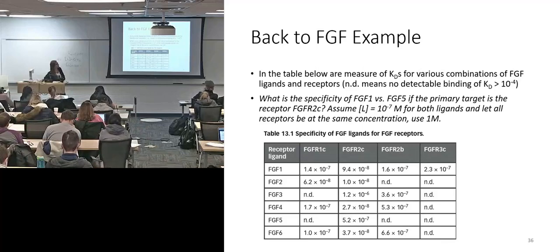Let ligand concentration be 10 to the negative 7th molar for both ligands, and let all receptors be at the same concentration, use 1 molar. Okay.